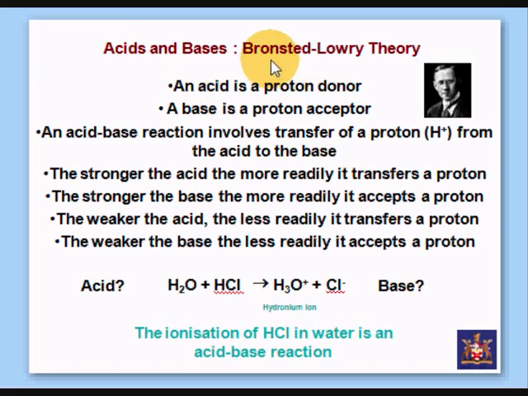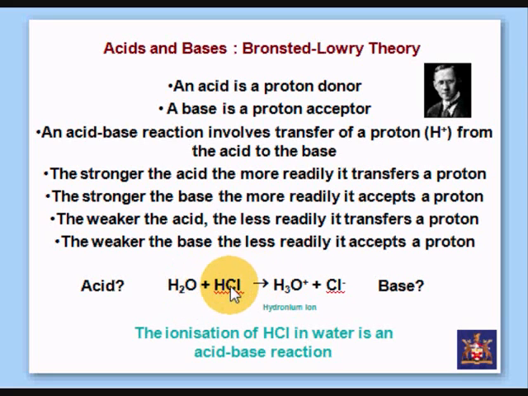Then the Bronsted-Lowry theory says that an acid is a proton donor, and quite simply a base is a proton acceptor. And this is a good basis to work on from this. So for example, we've got water and HCl, which is an acid, forming hydronium ion, plus we have our Cl minus ion. And then we're looking at conjugate acids and bases.